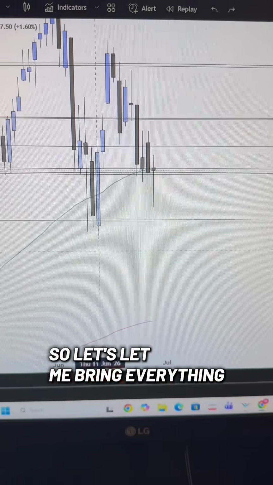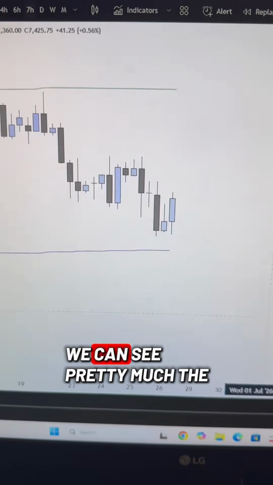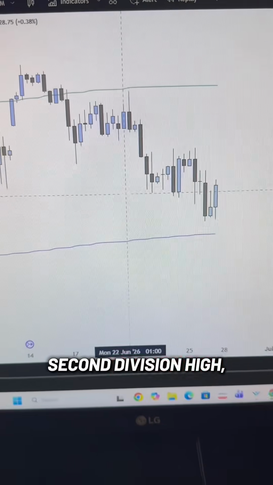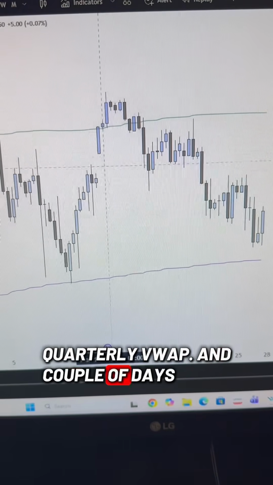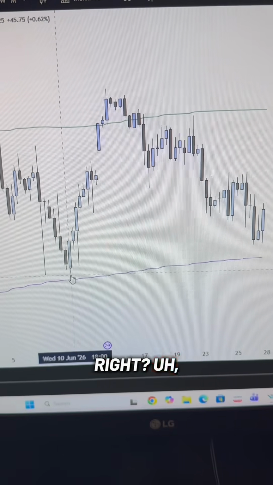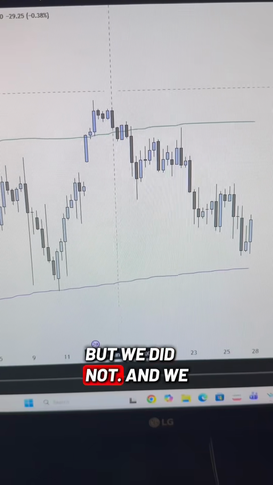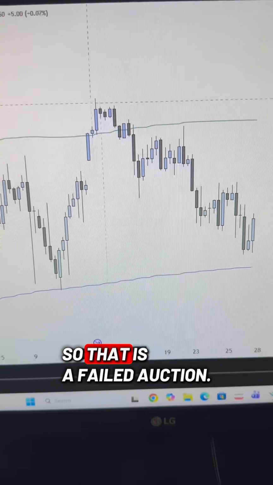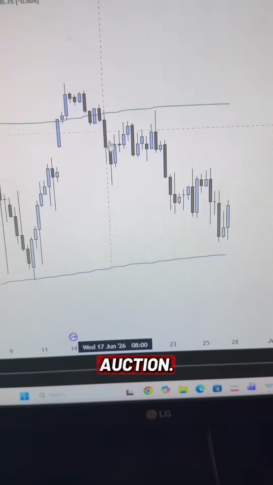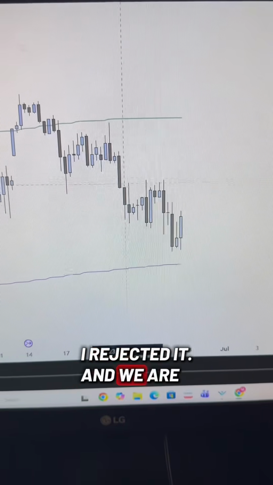So let me bring everything back. On the 7-hour time frame, we can see pretty much the same thing, right? This is the quarterly first standard deviation high and quarterly VWAP, and a couple of days ago, what does the market do? After finding support at quarterly VWAP, on the 10th of June, we tried to break out of our first standard deviation high, but we did not, and we rotated back. So that is a failed auction, right? This price action on the 7-hour time frame is a failed auction, and when we went to retest the first standard deviation, I rejected it, and we are coming down.